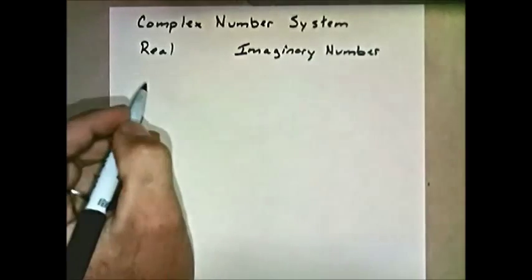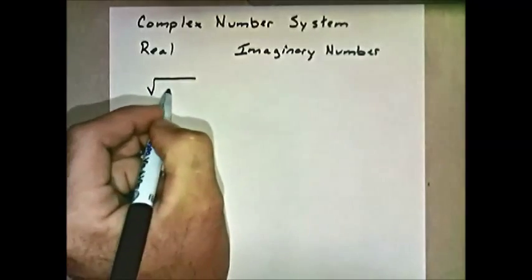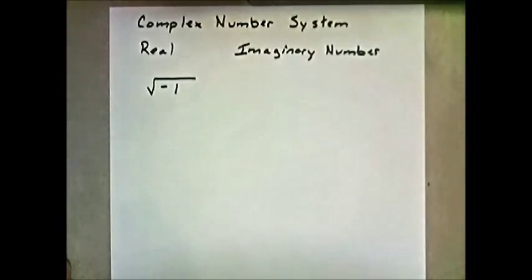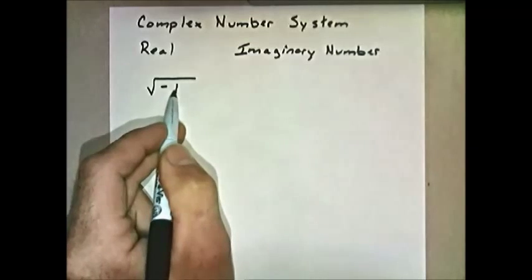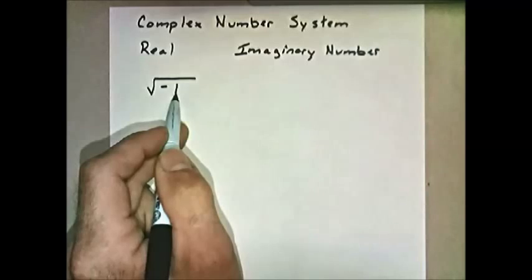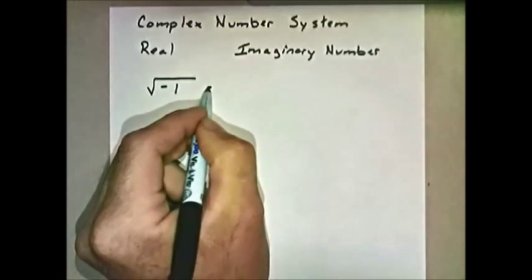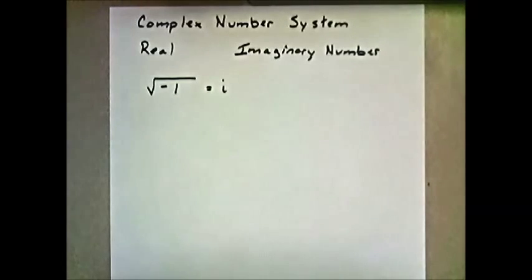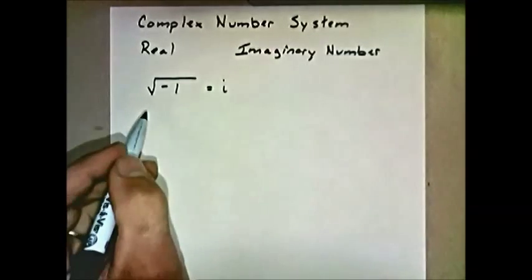Well, an imaginary number comes from the idea of a radical, but the radical of a negative number. If we take the square root of a negative 1, we don't have a number times itself that'll give us negative 1. So what we say is that we can take this negative 1 out and be able to simplify this as simply the letter i. And this would be our imaginary number.